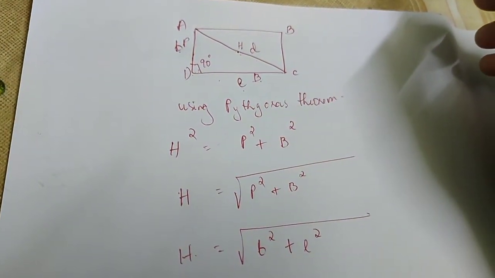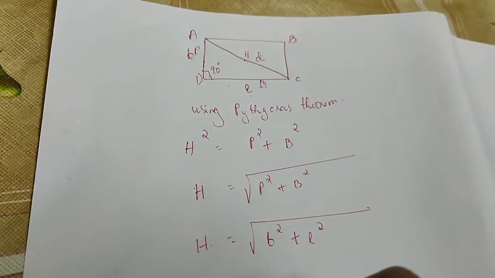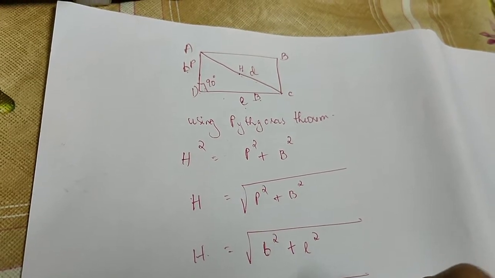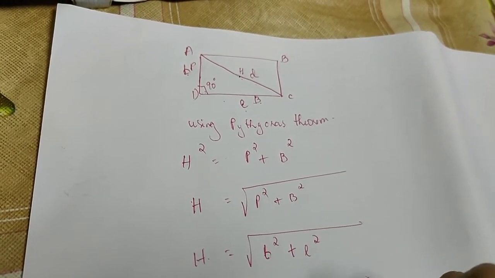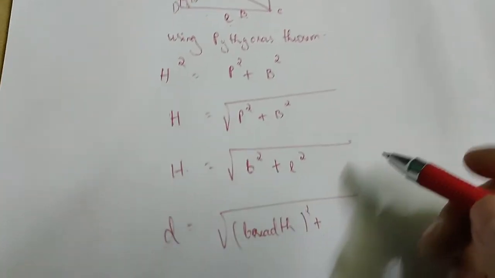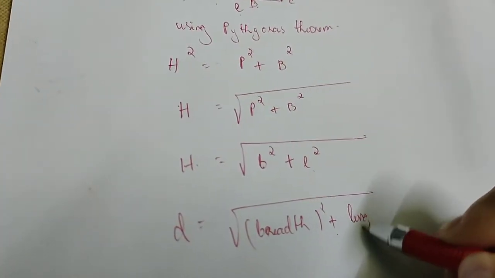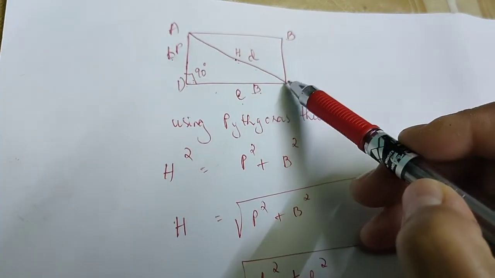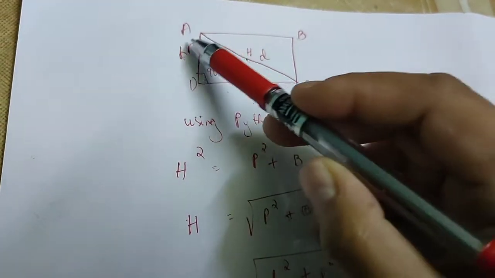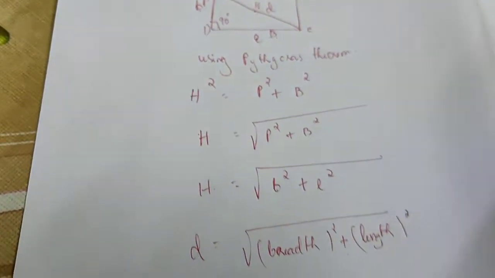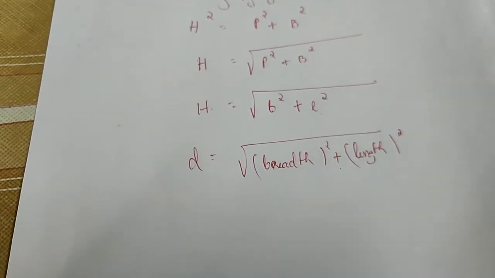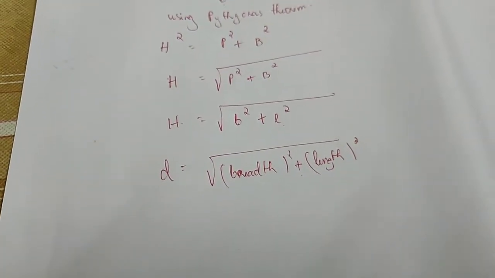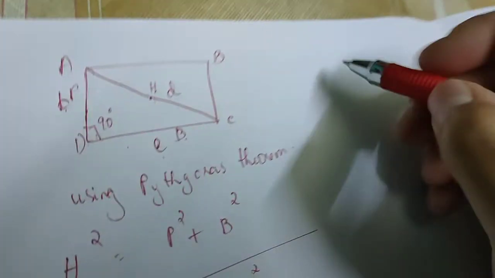Since here we are calculating the diagonal, your diagonal will be root over of base, this is breadth, square plus L, which means length, square. You see, this side we are considering the length of the rectangle, and this side we are considering the breadth of the rectangle. So remember how to find the diagonal of a rectangle. It is root over of breadth square plus length square. Similarly for now, a square.